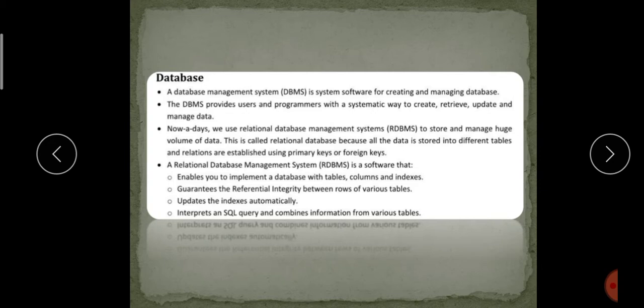A relational database management system is software that enables you to implement a database with tables, columns and indexes. It guarantees referential integrity between rows of various tables, updates the indexes automatically, and interprets an SQL (structured query language) query and combines information from various tables. This is the basic knowledge about a database system.